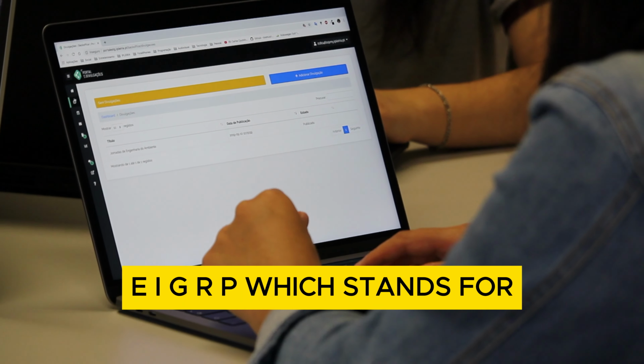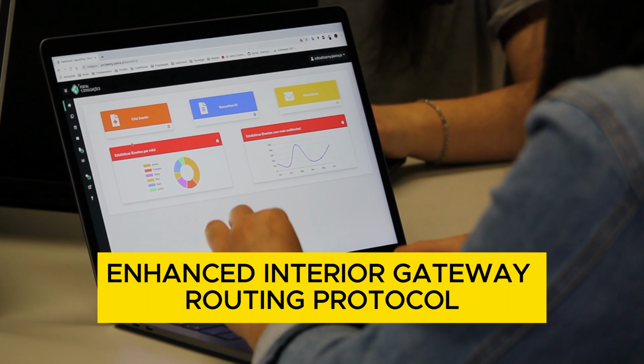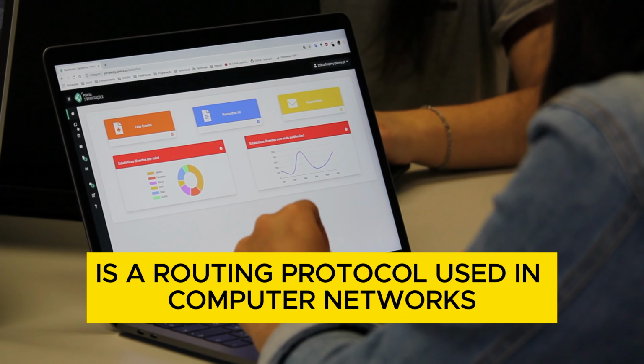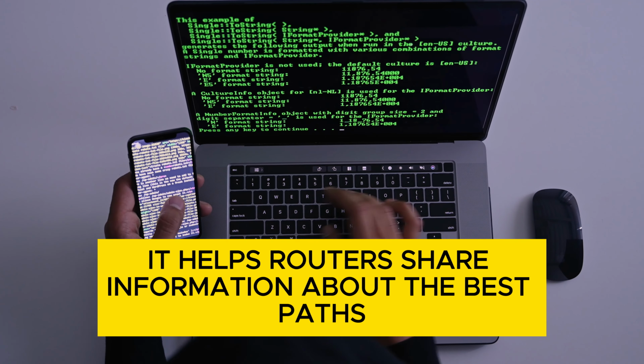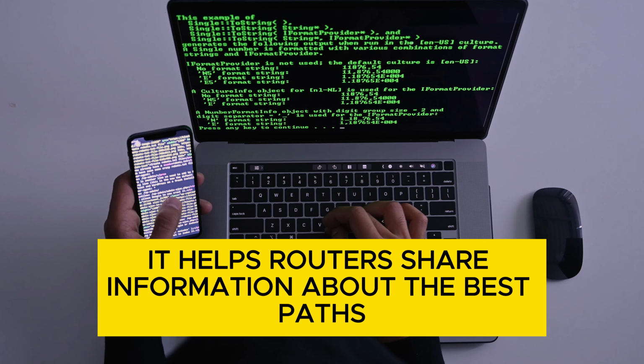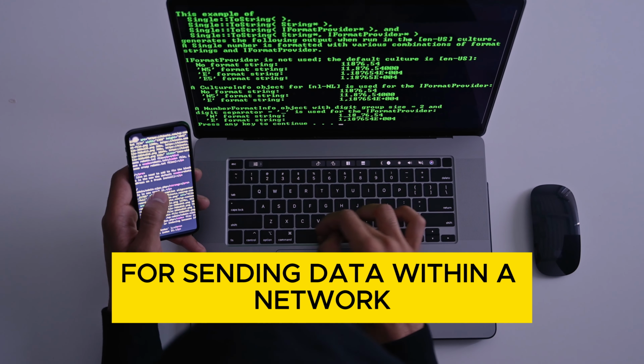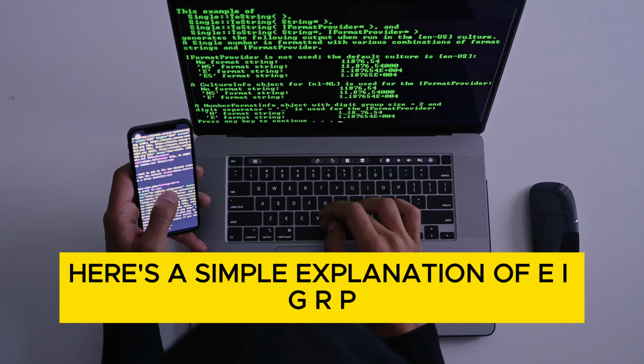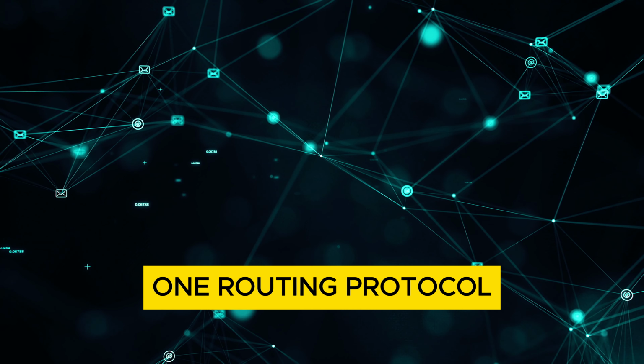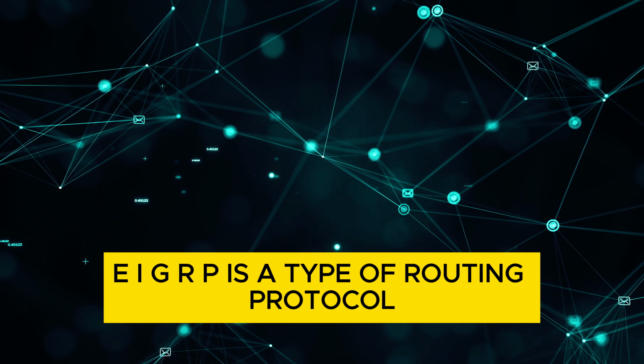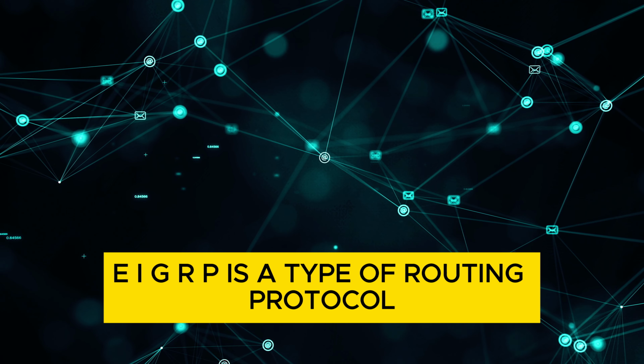EIGRP, which stands for Enhanced Interior Gateway Routing Protocol, is a routing protocol used in computer networks. It helps routers share information about the best paths for sending data within a network. Here's a simple explanation of EIGRP. 1. Routing Protocol. EIGRP is a type of routing protocol.